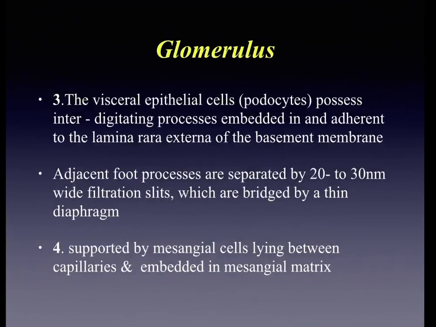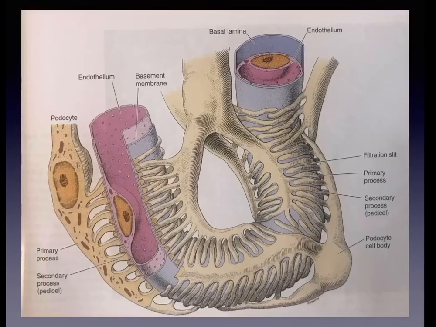And the third layer is the visceral epithelial cells, that is the podocytes, which have interdigitating processes which are attached to the basement membrane. These foot processes are separated by 20 to 30 nanometer wide filtration slits, which are again bridged by a thin diaphragm. The fourth component is the mesangial cells, which lie in between the capillaries and are embedded in the mesangial matrix. So this is how the electron microscopy of the glomerulus looks.